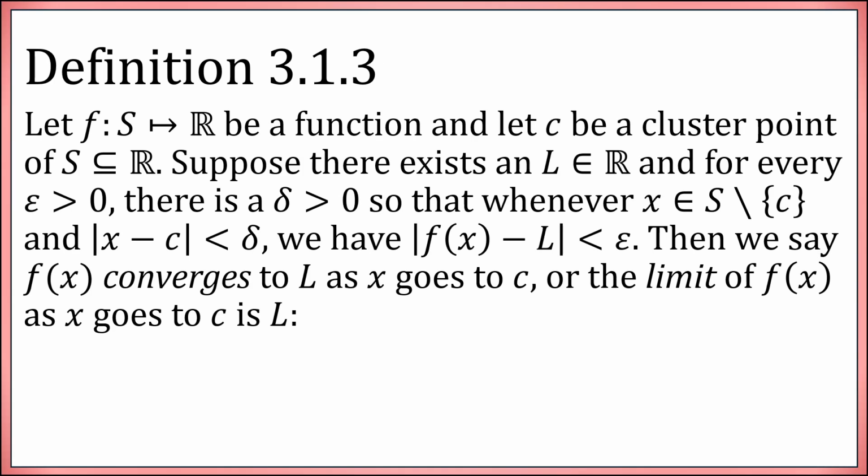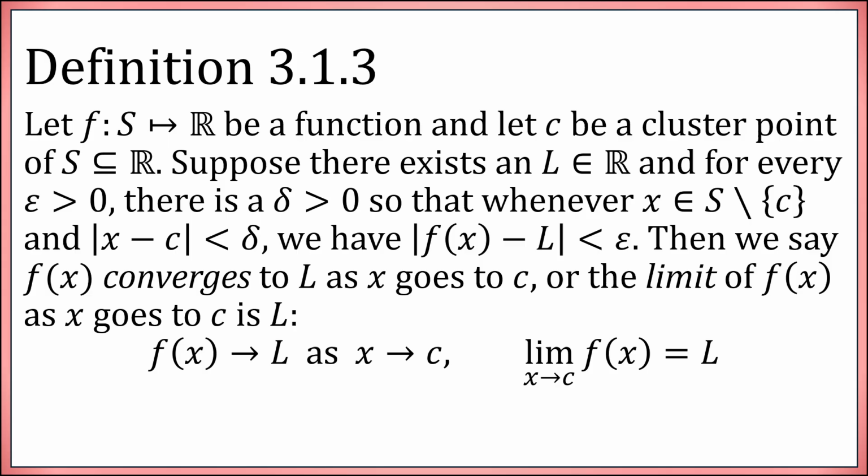If f is a function mapping a set S into the reals, let c be a cluster point of that set. Suppose there exists a real number L, and for every positive epsilon, there is a positive delta, so that whenever x is in the set S but not actually equal to c, and its distance to c is less than delta, you automatically have the distance of f of x to L being less than epsilon. Then we say f of x converges to L as x goes to c, or the limit of f of x as x goes to c is L. Notated in either of these ways, this one on the right is more common and generally easier to read. The limit as x approaches c of f of x equals L.